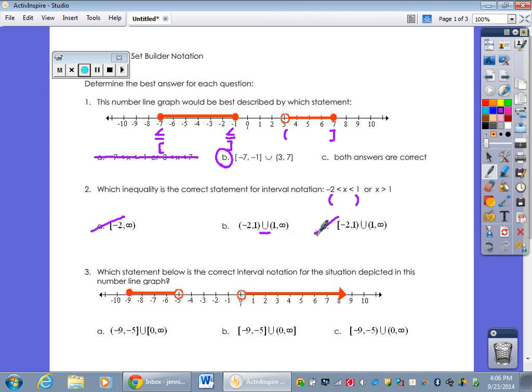And then if we want everything greater than 1, we want to go from 1 to infinity, and infinities always use parentheses, so B would be our answer.